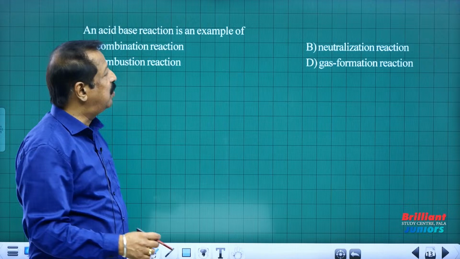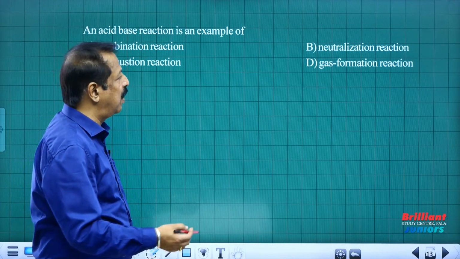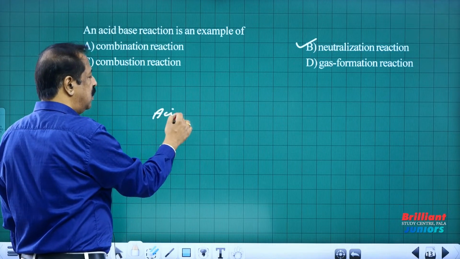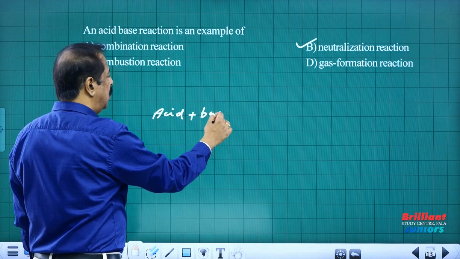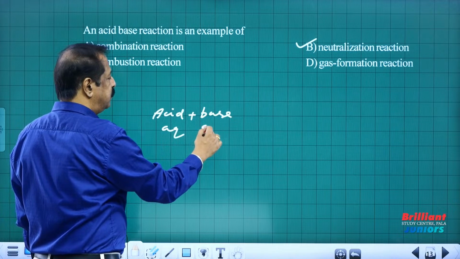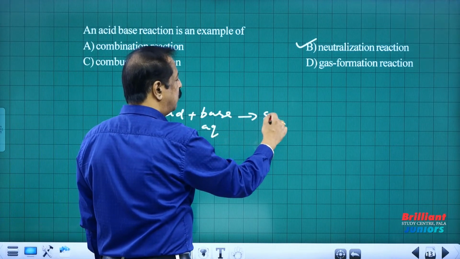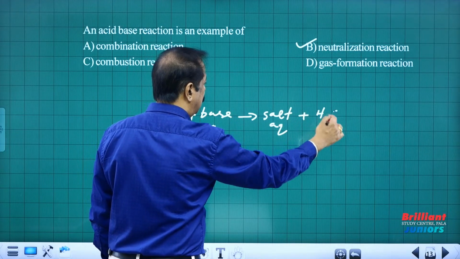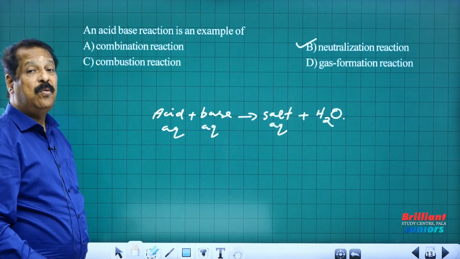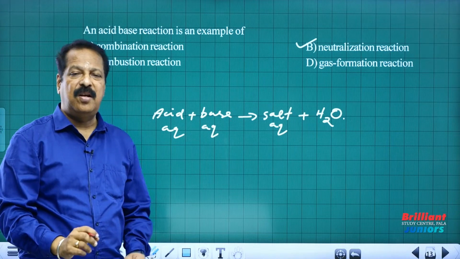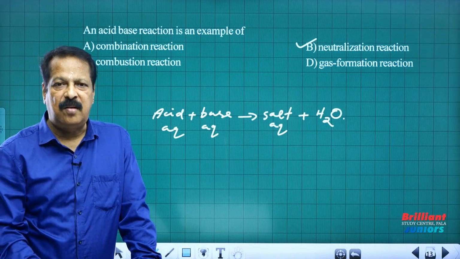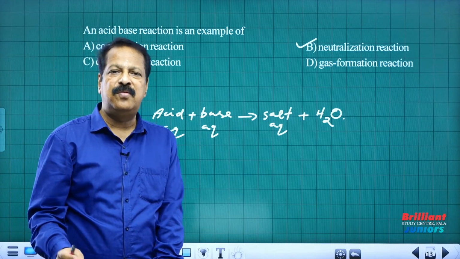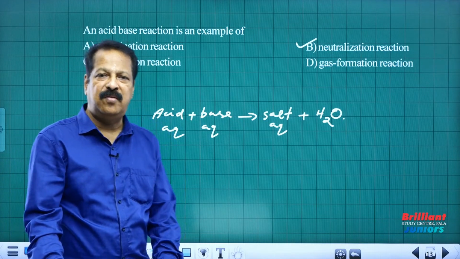Next one, acid-base reaction is called neutralization reaction. Acid plus base in aqueous medium combine to give salt aqueous plus water. This is an example of neutralization. So neutralization is a process in which an acid combines with the required amount of base in aqueous medium to give salt and water.